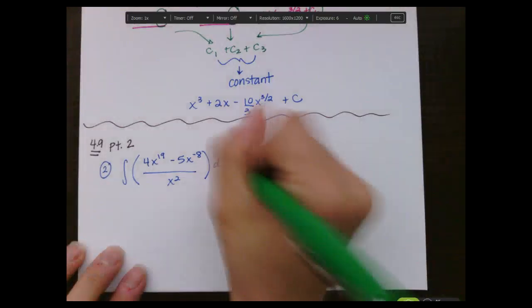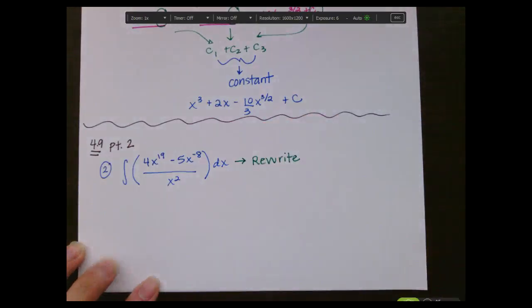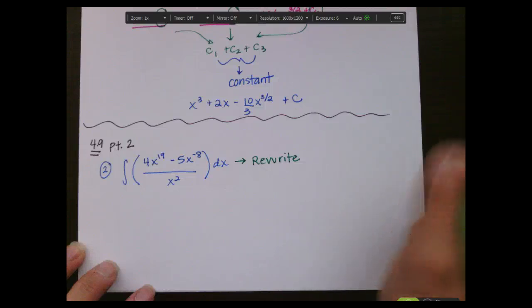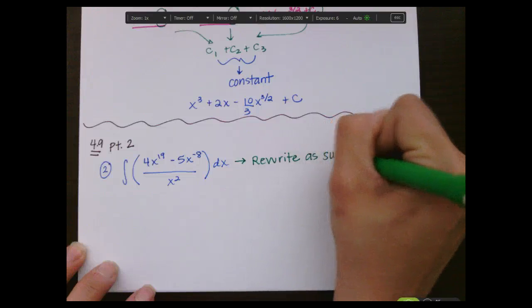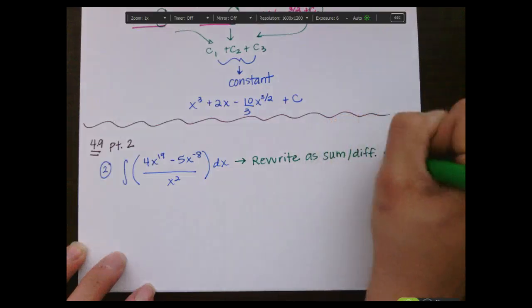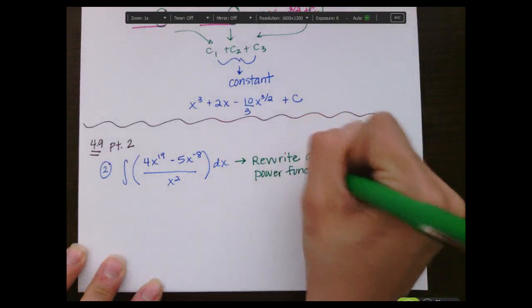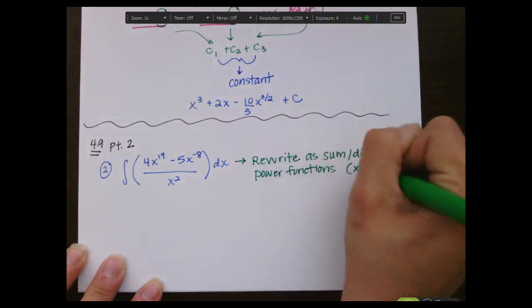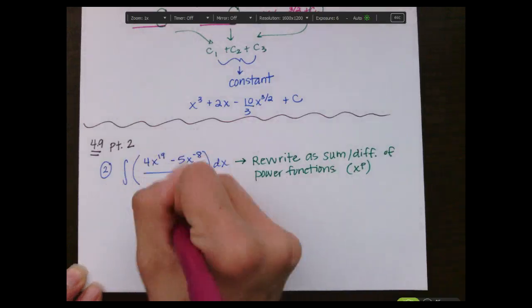Back to this other example down here. What I need to do is constantly rewrite my antiderivatives or my integrals as much as possible. I need to write it as the sum or difference of power functions. And so remember, power functions are in the form x to the p. As long as I have it as a sum or difference of power functions, then I can use those same three rules, the power rule, the sum rule, the constant multiple rule. So let's take this and rewrite it.